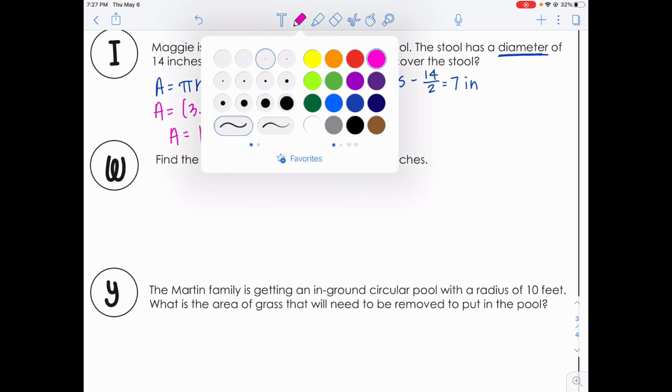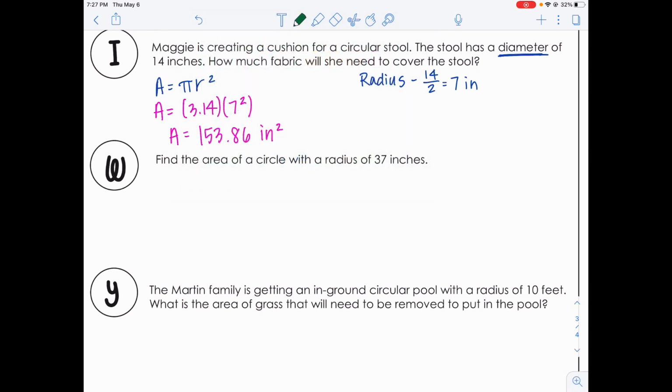Finally, since this is a word problem, it requires a sentence as an answer. She needs 153.86 inches squared of fabric.